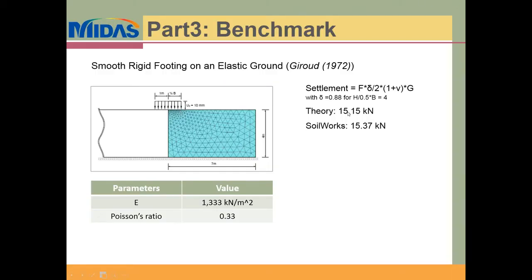of this soil. From the expressions from the theory, the reaction is computed as 15.15 kilonewton, and in SoilWorks, what you saw in the program was only half of the reaction. So if you double those values, the result comes out to be 15.37. This is for the full footing, and this is also for the full footing. As you can see, the results have a very marginal error. So they are in good approximation.